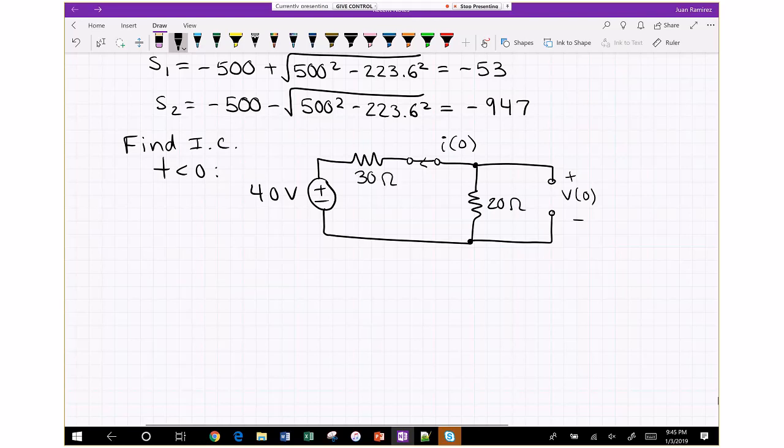Okay, so let's calculate the capacitor voltage. That's the voltage across the 20 ohm resistor. We could use some simple voltage division. And we end up with 16 volts.